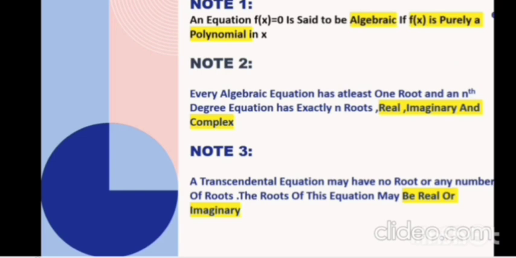Now let me note certain points before entering into the sums. An equation f(x) = 0 is said to be algebraic if it is purely a polynomial in x. Every algebraic equation has at least one root, and an nth degree equation has exactly n roots, which may be real, imaginary or complex. A transcendental equation may have no roots or any number of roots, which may be real or imaginary. These are the hints we need to know before solving equations.